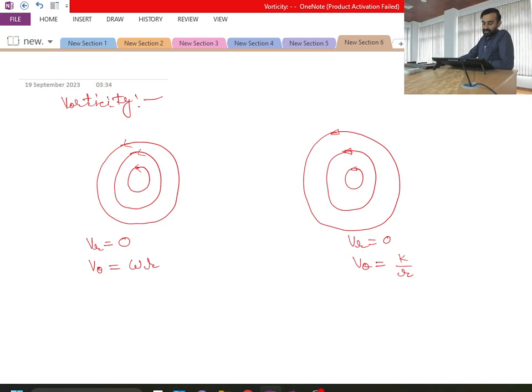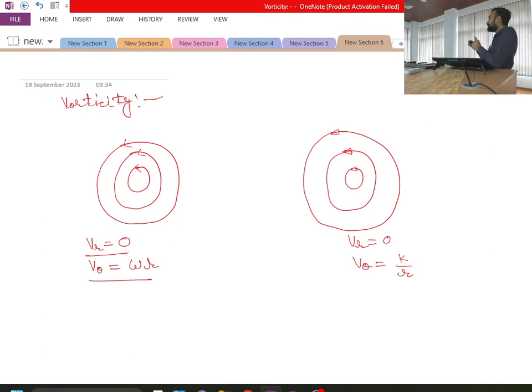So basically, we are having 2 situations. If we look into the flow field, it appears that this is nothing but a rotational flow field, because the streamlines are forming concentric circles. The difference between the two flow situations is that in the first case I am considering that the radial velocity is 0 and the tangential velocity is omega into r.